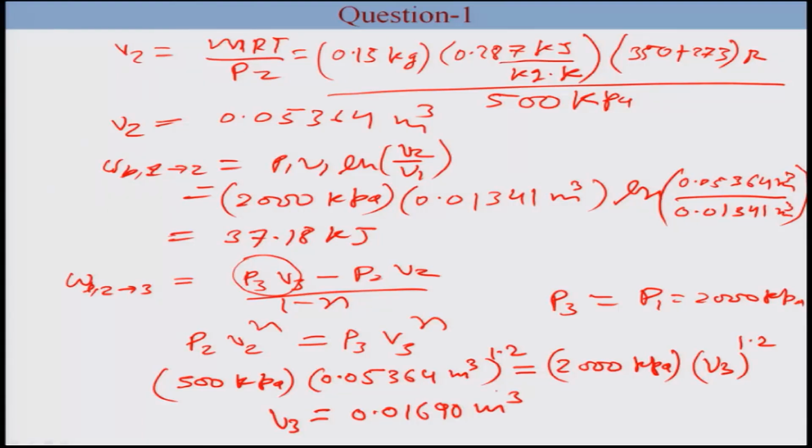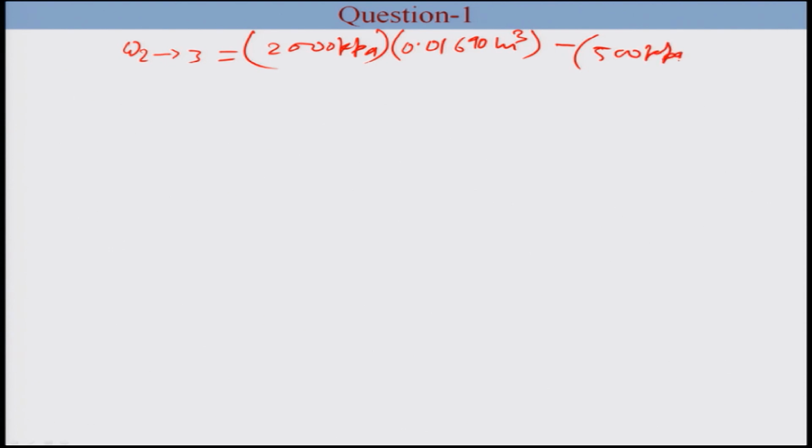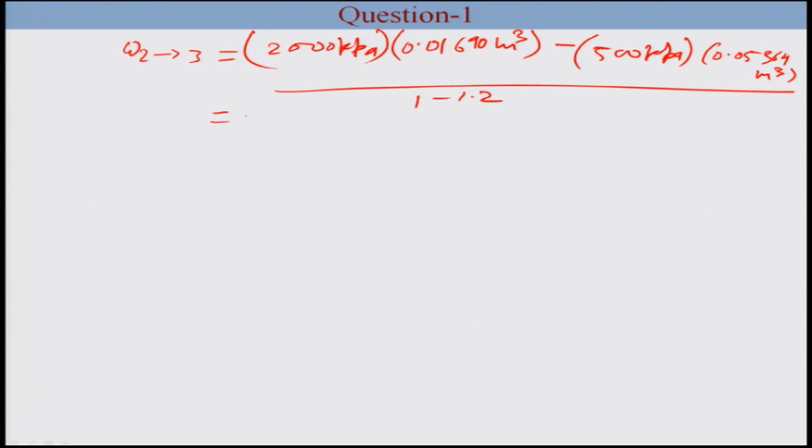After plugging these values into the expression, we get W from 2 to 3 equal to 2000 kilopascal into 0.01690 meter cube minus 500 kilopascal into 0.05364 meter cube, divided by 1 minus 1.2. So this gives us minus 34.86 kilojoule.